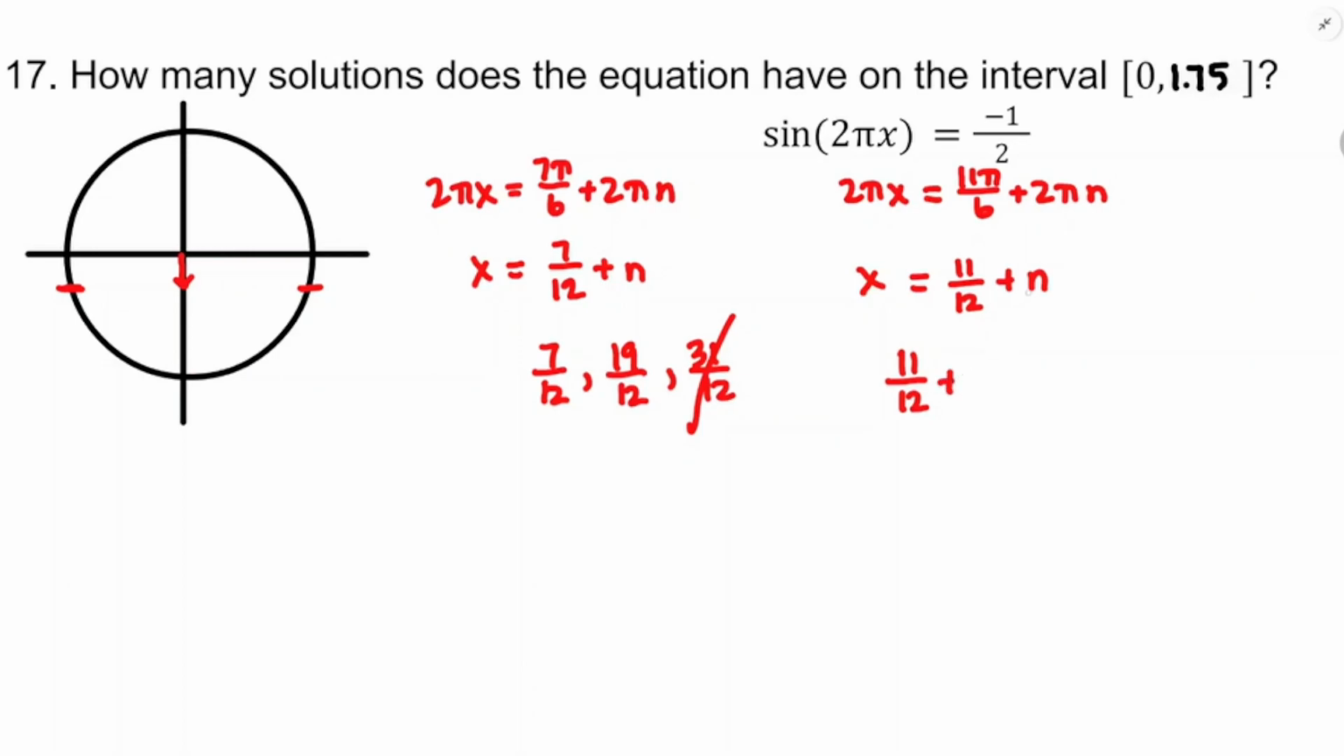If I add 1 to that, that would be 23 over 12. So you mean plus there. And then that's almost 2, and that's bigger than 1.75, so I'm going to cross that one off as well, and I'm going to get 3 solutions over there. Okay, I wanted an odd number of solutions for this example.